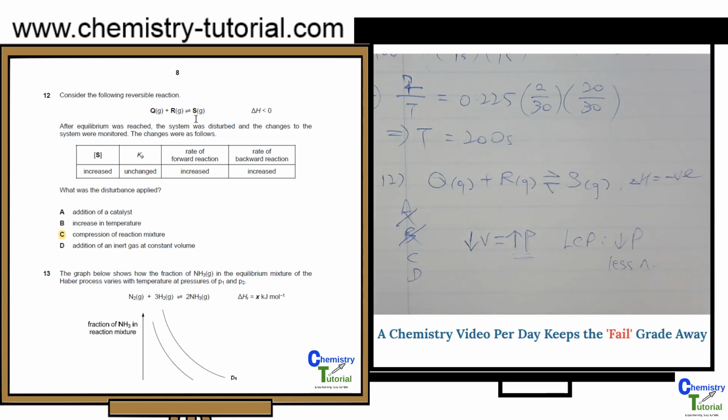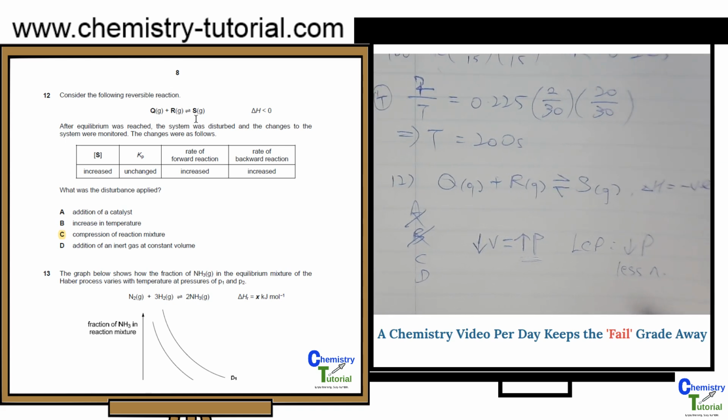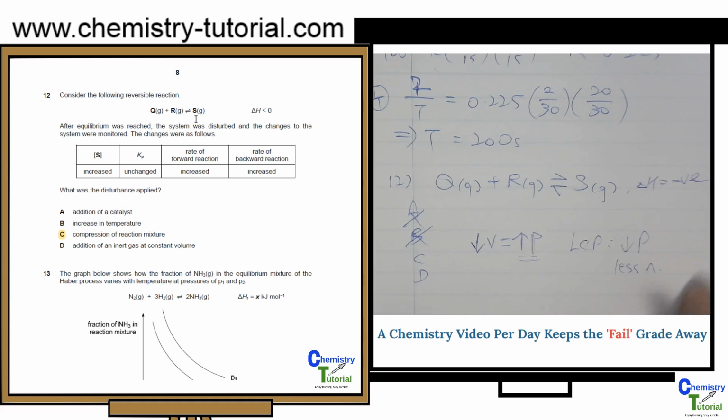However, let's look at option D. The addition of inert gas at constant volume actually does not affect the position of equilibrium. In other words, yes, it will not cause any change in the concentration of S. Hence, the only correct answer is just option C.